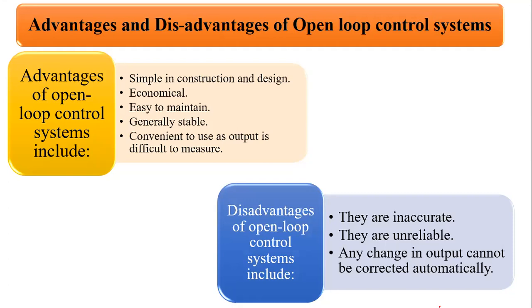They are unreliable. Because there is no monitoring or measurement of the response, the controller doesn't know anything about the plant's response, and hence we cannot rely on their performance. Any change in the output cannot be corrected automatically. Because we don't have any feedback mechanism here, we cannot adjust the output of the plant automatically, right?